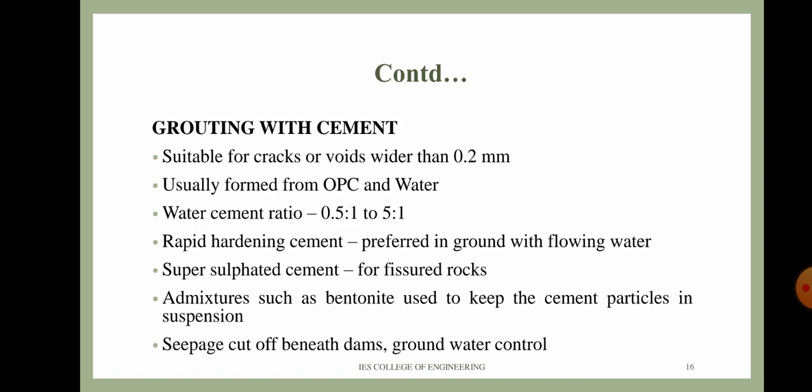Next, grouting with cement. This grouting is mainly suitable for cracks or voids wider than 0.2 millimeter. This grouting is with cement, usually formed from ordinary Portland cement and water. The water cement ratio may be varied from about 0.5:1 to 5:1 depending upon the grout conditions. Rapid hardening cement, which is finer than OPC, has a quick setting time and therefore may be preferred to OPC in ground with flowing water.